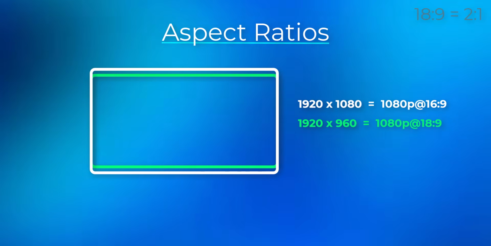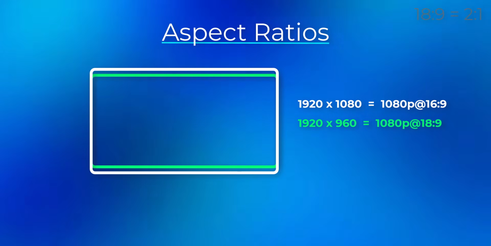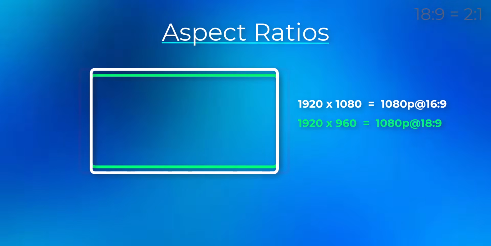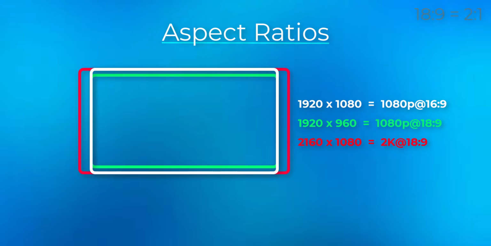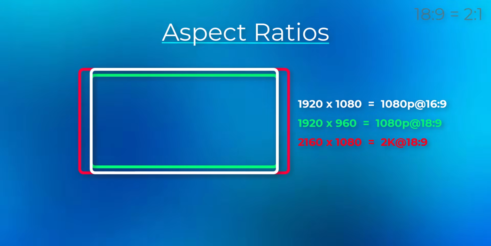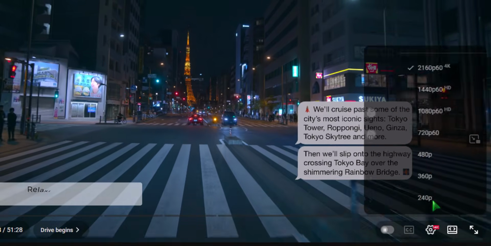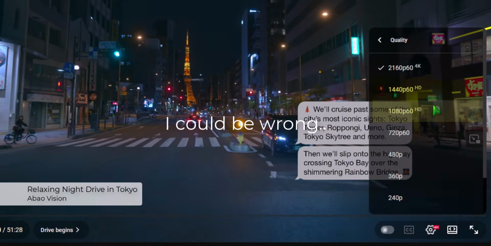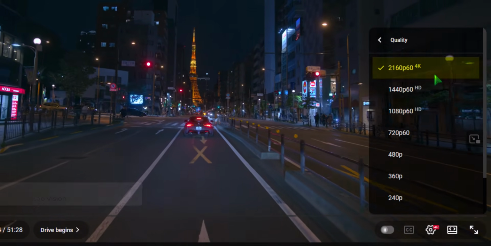In order to achieve this ratio, you would keep the original width and decrease the height. Increasing the width to make it 2160 by 1080 is actually 2K resolution, not 1080p. As far as I know, YouTube does not have playback option for 2K. It goes from 1080 to 1440 to 2160 or 4K.